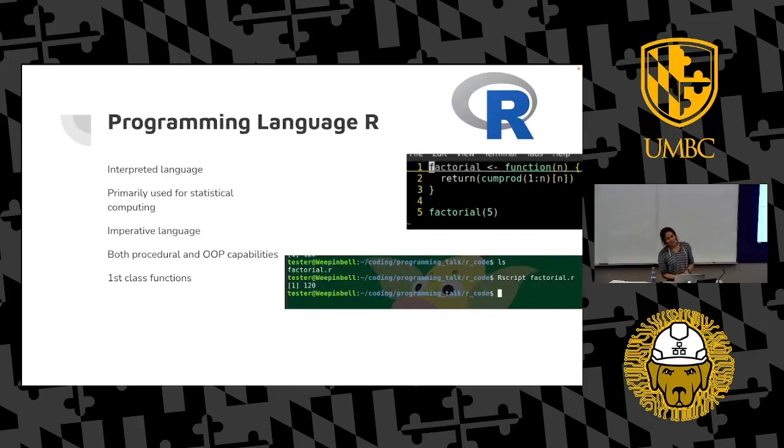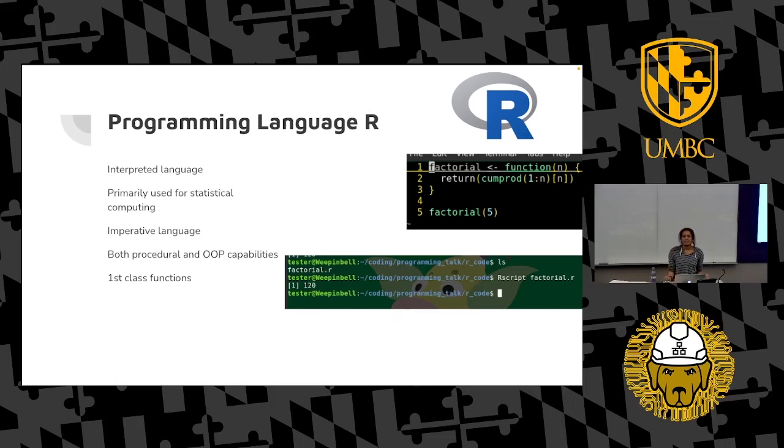Thank you, Patrick, for writing the R program for me. Here's the calculation for factorial in R. As you can see, it is an interpreted language, and it is primarily used for statistical computing. It is an imperative language, and you can kind of see that because you're not telling R what to do, you're telling it how to do that. I'm not saying calculate factorial, I'm saying do it this way specifically.